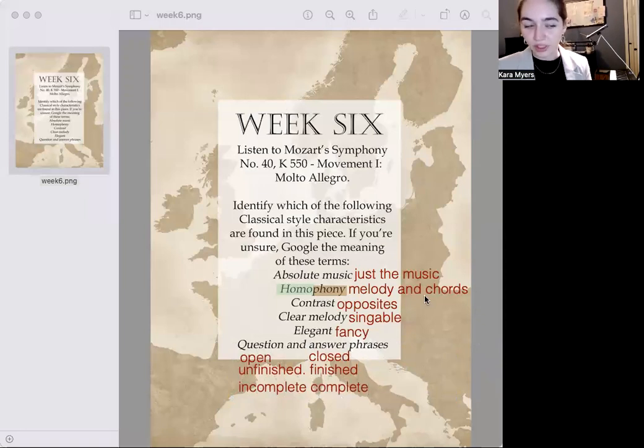So just listen for a short musical phrase that has an ending but doesn't sound finished, followed by a second musical phrase with an ending that does sound more finished. All right, so as you're listening to the song, as you hear the element, just go ahead and circle it and then show me your answers next week.